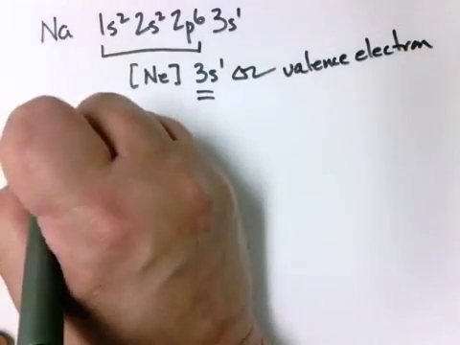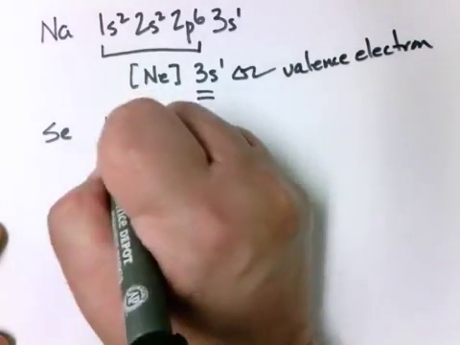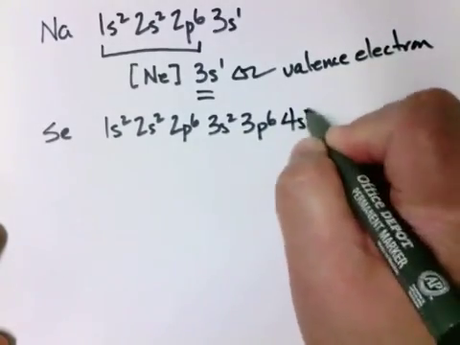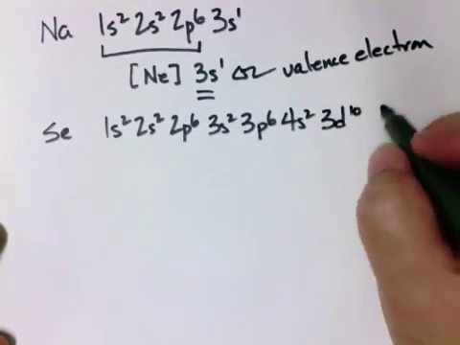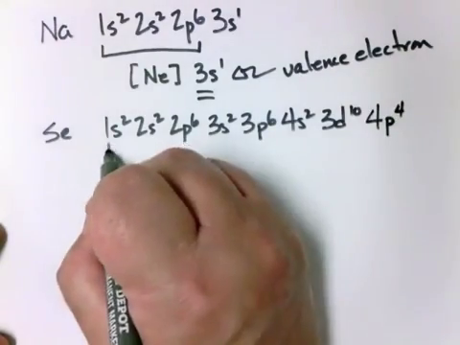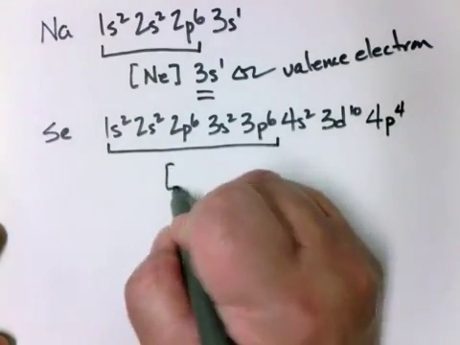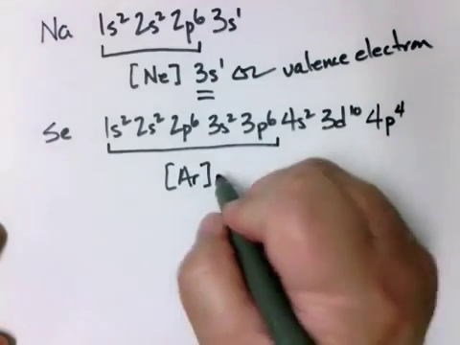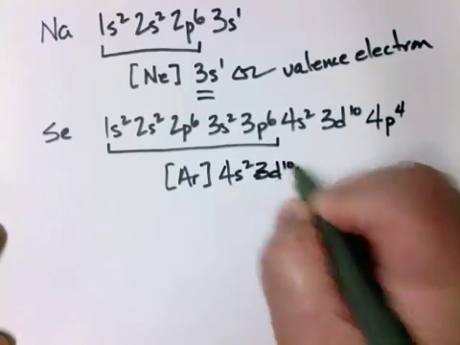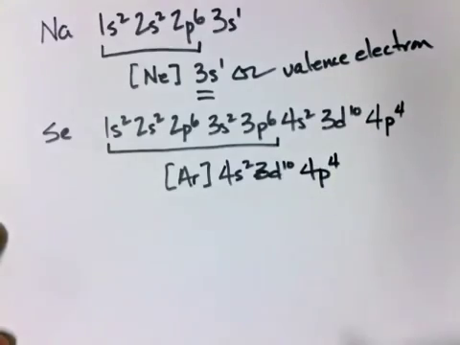If we consider another example, let's go ahead and consider selenium. It's a little bit more complicated. Its electron configuration is 1s2, 2s2, 2p6, 3s2, 3p6, 4s2, 3d10, and finally 4p4. And we can replace this part of its electron configuration with the electron configuration of argon. And so its noble gas notation is argon 4s2, 3d10, 4p4.